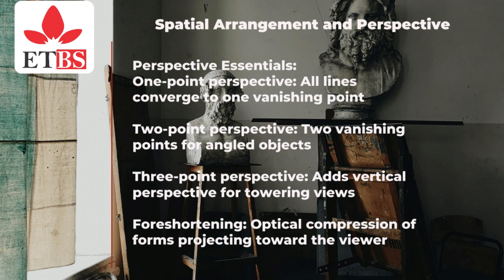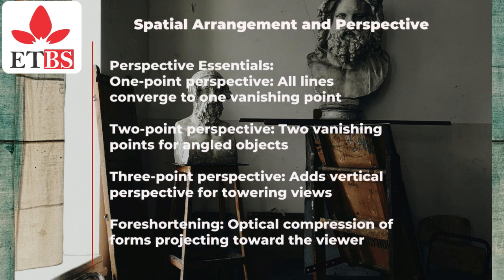Foreshortening: optical compression of forms projecting toward the viewer. Overlap and depth cues: overlapping objects create the illusion of space. Diminishing size: mimics natural distance. Atmospheric perspective: distant objects become lighter and desaturated.